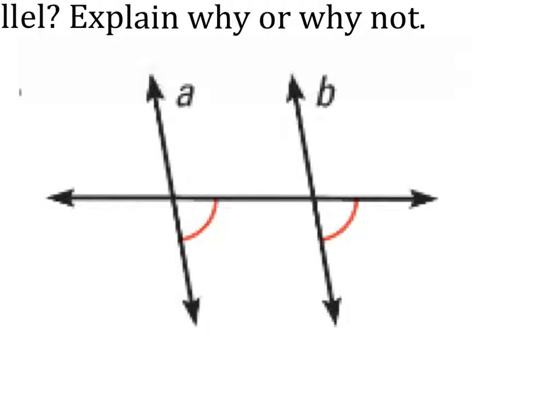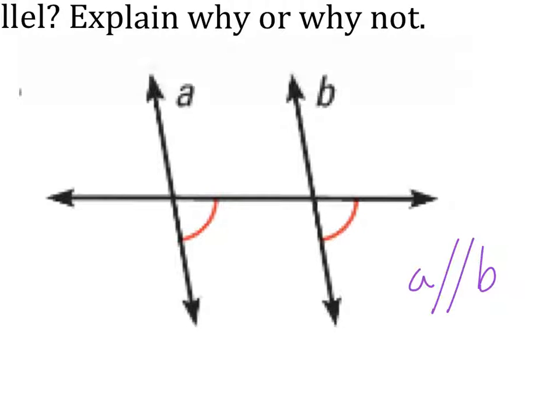The red markings are saying that they are congruent. So you're saying yes? Give me a reason why. Because the lines are parallel to each other. Why are they parallel is the question. Those are corresponding, because the corresponding angles are congruent. So now we can say that A is parallel to B.